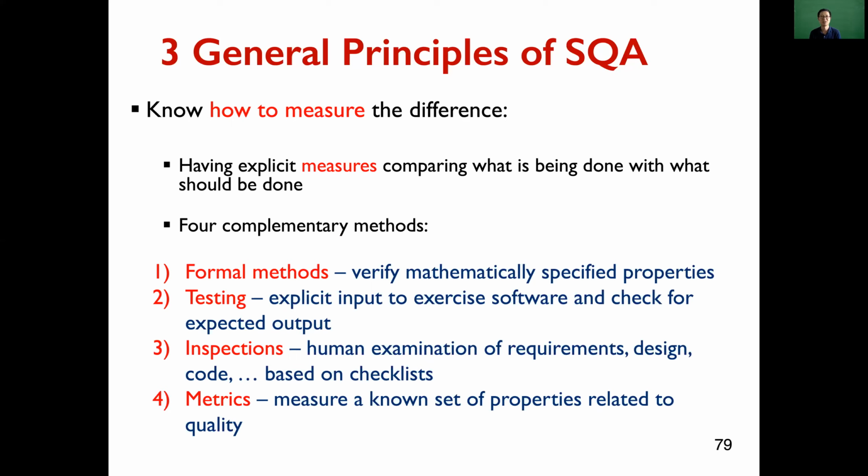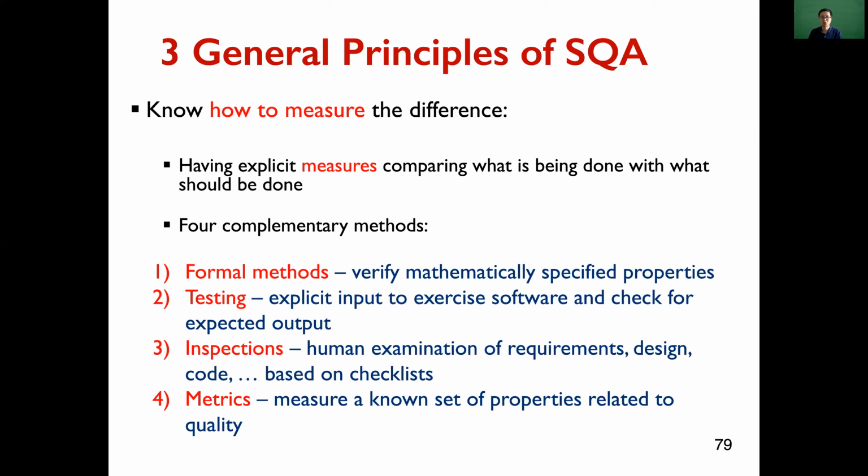The second way is testing. We run the software to know the difference between what we expect and what is actually in the software system. The third way is through inspections. We review the code and the documents to know whether they meet our expectations. The fourth way is through metrics. We define a set of metrics to measure the software system and compare it with our expectations.